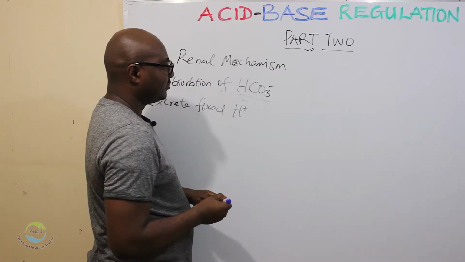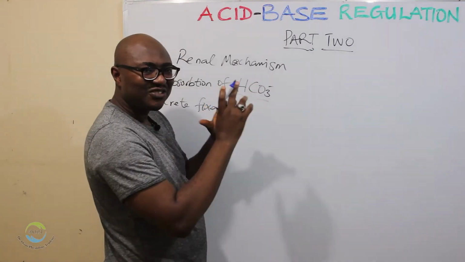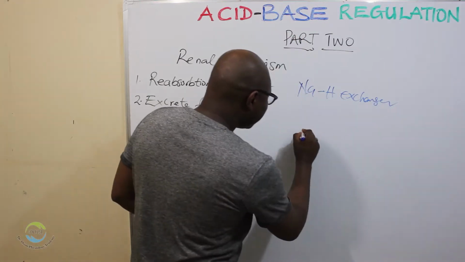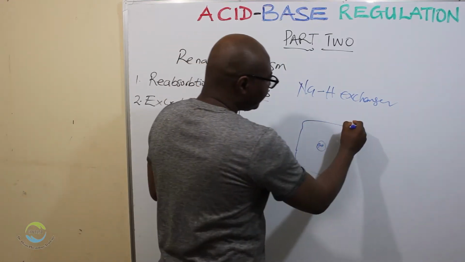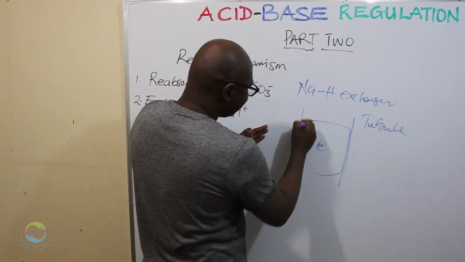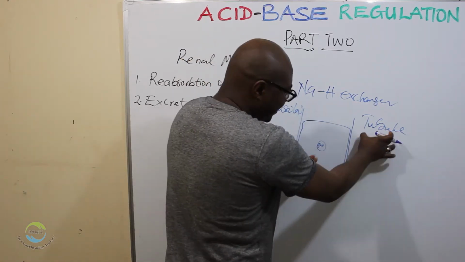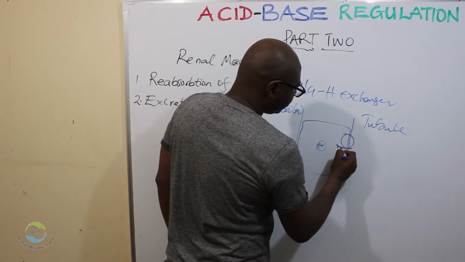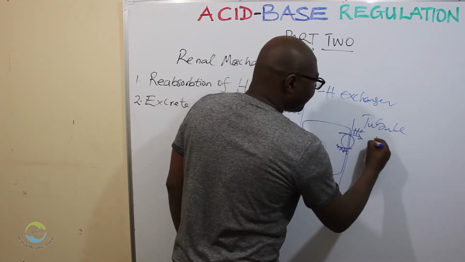So what happens is that the normal transport mechanism of sodium, remember there's what we call the sodium hydrogen exchanger. Let's assume, let's draw a cell. This is a tubular cell. This side is the tubule, and this side is the basolateral membrane. So this exchanger takes sodium in and at the same time takes hydrogen out into the tubule. So you now have hydrogen here.